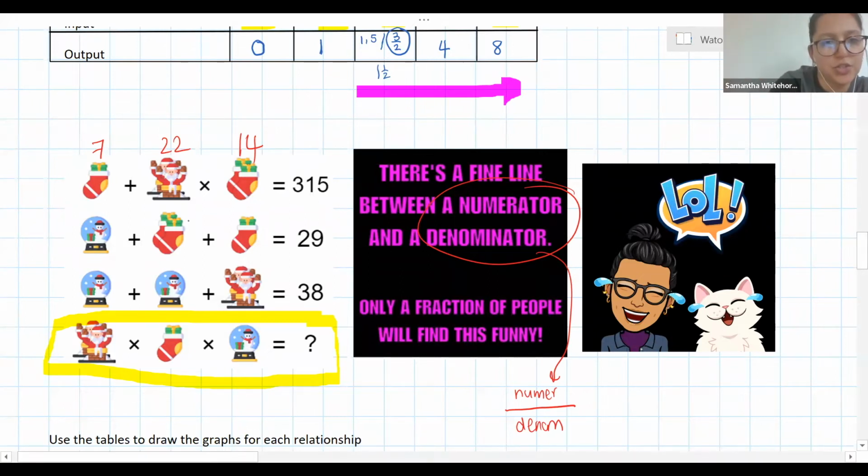Because 2 of these are 14, 1 is 7. So that takes us to 21. What do I still need to add to get 29? Oh, so the value is it's 8, ma'am. Good, well done.